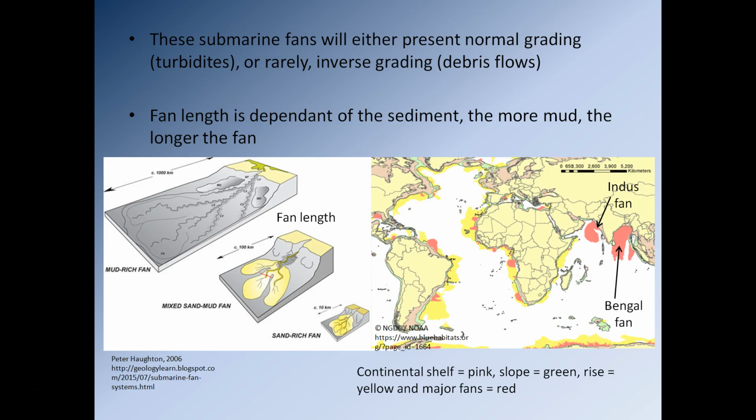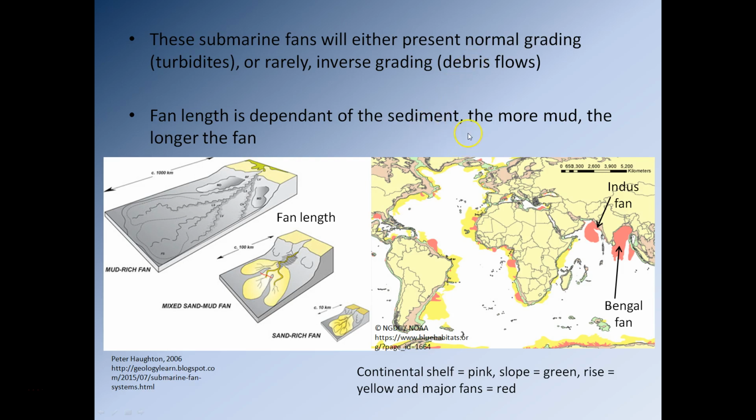So submarine fans will either present normal grading, that's turbidite, so coarsest at the bottom, finest at the top, or in some cases they may present inverse graded bedding, that's finest at the bottom, coarsest at the top. Now, inverse graded bedding shows that we don't actually have a turbidity current, we simply have a debris flow. Now, that really is an underwater landslide. Okay, so it's slightly different from a turbidity current.